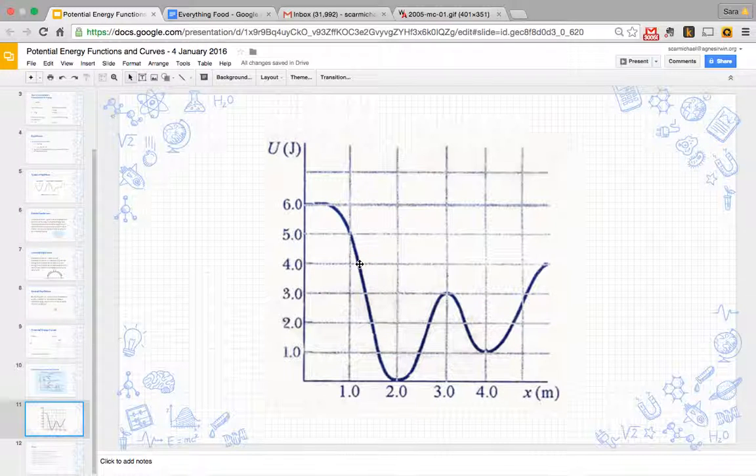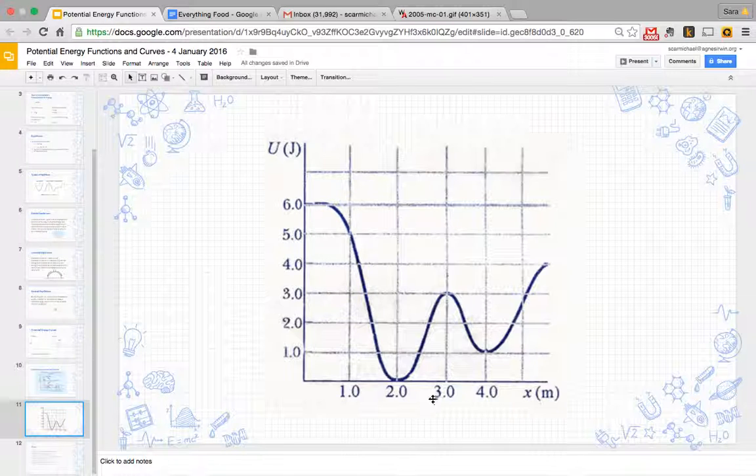And when it gets to that point, it's got 4 joules of potential energy, so it must have 0 joules of kinetic energy. Because remember, unlike potential energy, kinetic energy can never be negative. The least kinetic energy you can ever have is 0. So once all of your total energy is bound up in potential energy, you've come to a stop. You've gone as far as you're going to go. It's not going to make it to x equals 0 with that much energy.